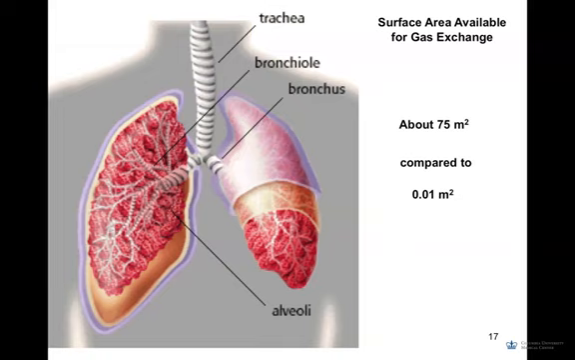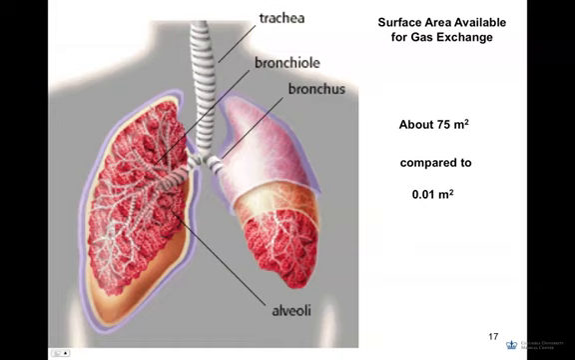Okay? So the reason why we are able to fit such a vast amount of surface area available for gas exchange in our lungs is because of the arrangement of the lungs. The fact that we have this pattern where our airways branch multiple times into smaller and smaller airways that eventually lead to a multitude of alveolar sacs. That anatomy is what is allowing for this significant amount of surface area to actually fit within our thoracic cavity.